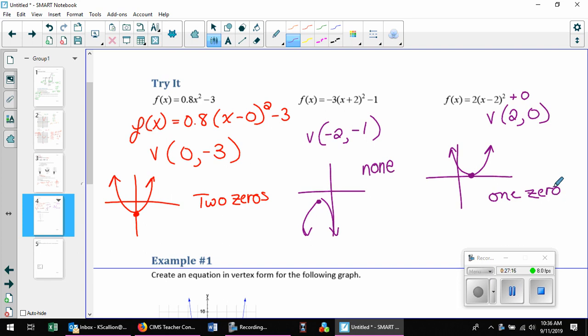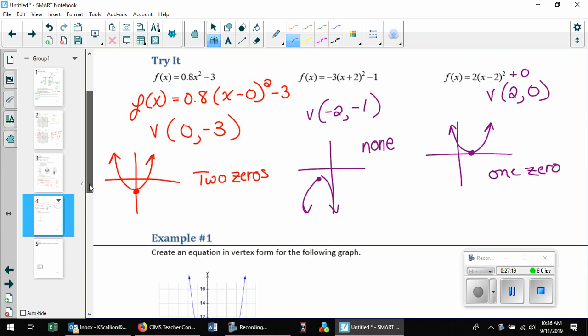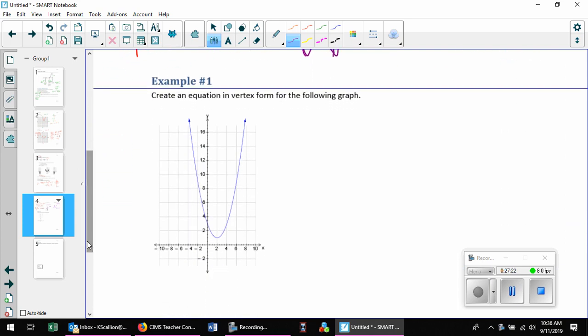Oh, this is exciting. I love this question, and this is the one that you guys hate the most. Okay, we're going to create an equation. People don't like this because it takes some thinking. So my equation form is y equals a bracket x minus h squared plus k. So I have two pieces of information. The things I'm trying to find are my a value, my h value, and my k value.